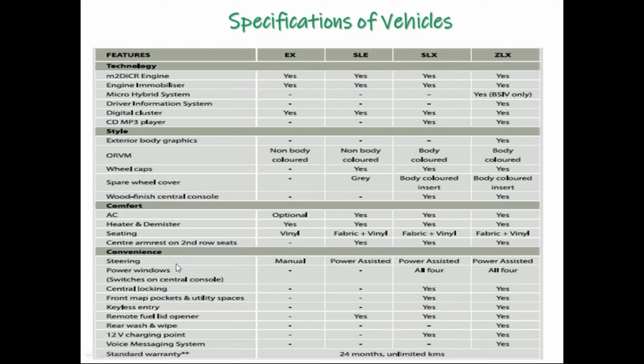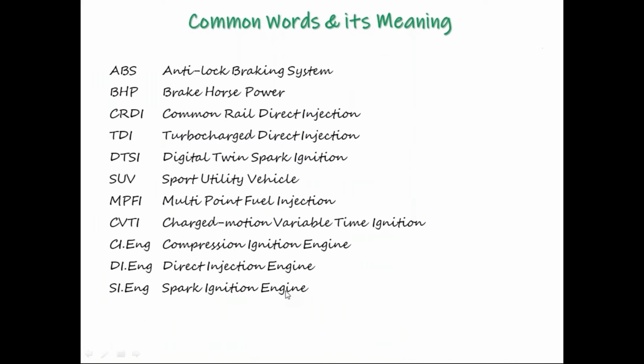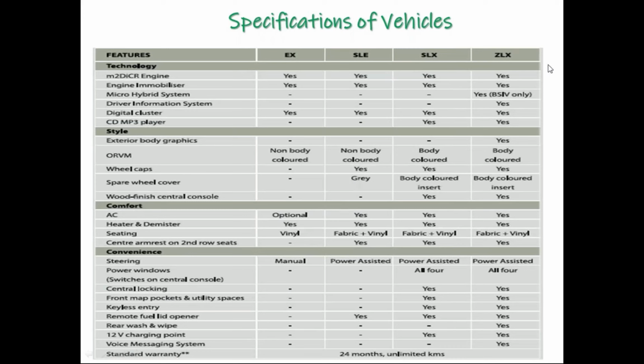Then for different convenience, we may have a steering. Most probably power assisted is present, or many of you will prefer the power assisted. Then all the other things will be auxiliary devices. So I think that was the basic four-wheeler classification and what we can say a specification.